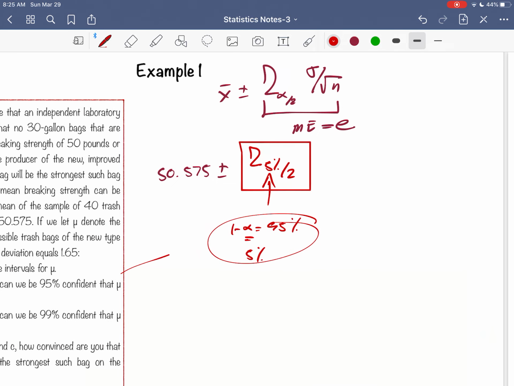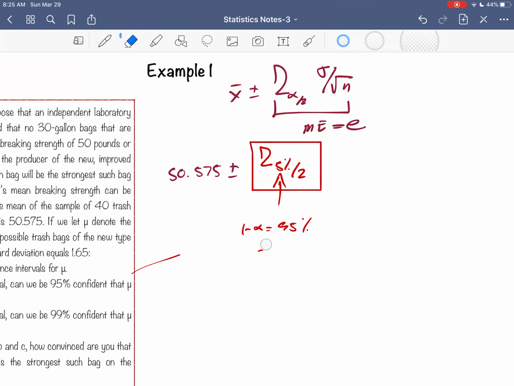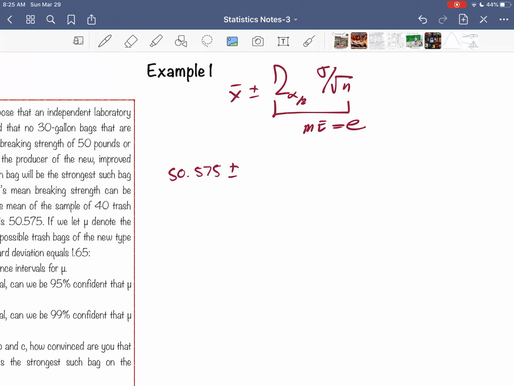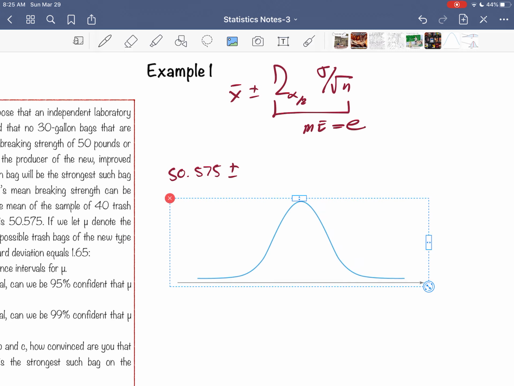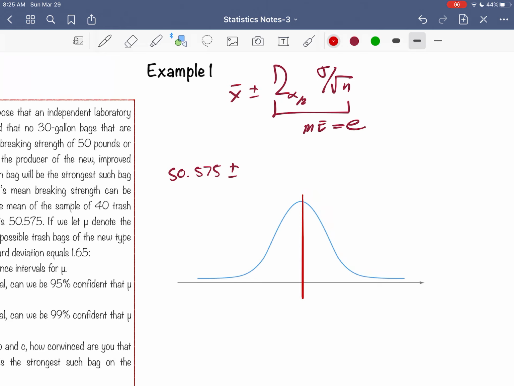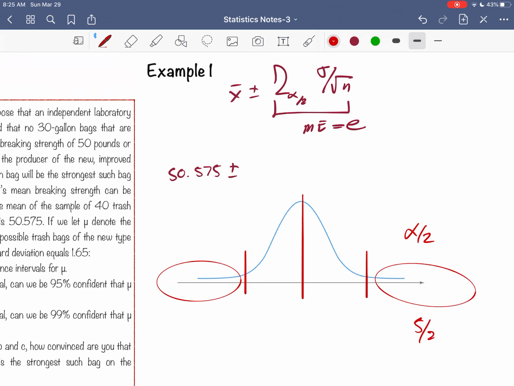And what I mean by that, for those of you who may have just heard this for the first time, if this is your distribution, you've got your center here, your mean, and you've got your cutoff marks. This part and this part, the remaining parts are going to be alpha divided by 2, which in this case is 5% divided by 2, which is 2.5%. And it's the same thing on the other side.